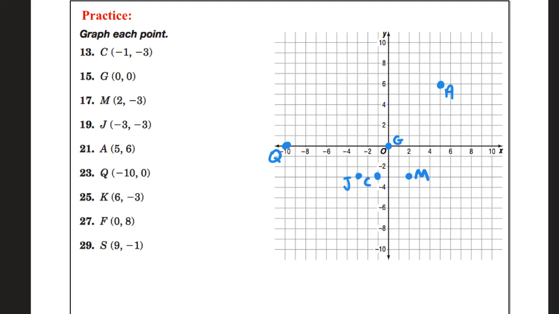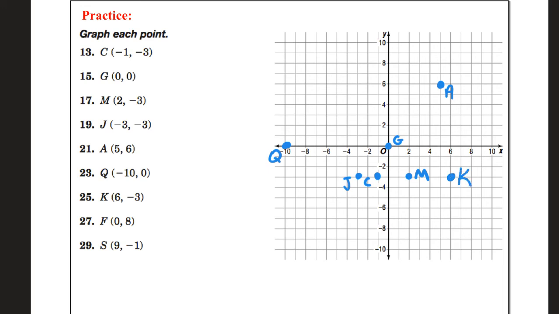Some people, the first time they start plotting points, will put a point every single movement. We're not putting a point here and a point here. We're only going to do it when we're done with both x and y movements. So I'm going to go 6 to the right and 3 down because it's -3. And that's where I'm going to finish. I'll put a point there, and that's going to be point K.